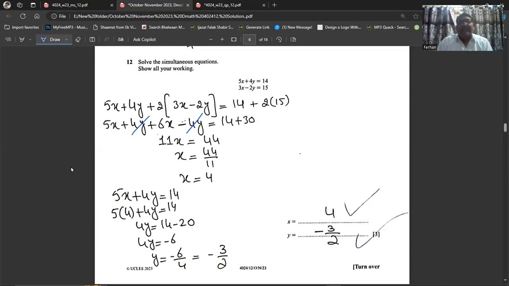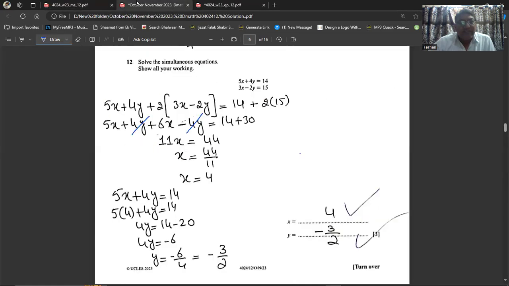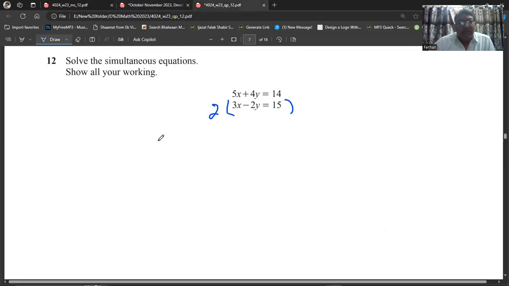So the value of x is 4, and the value of y is minus 3 by 2. Minus 3 by 2. Our answers are right. This is the solution.